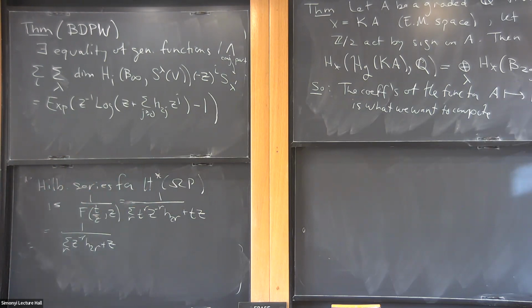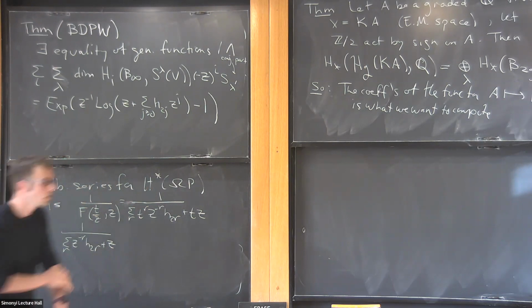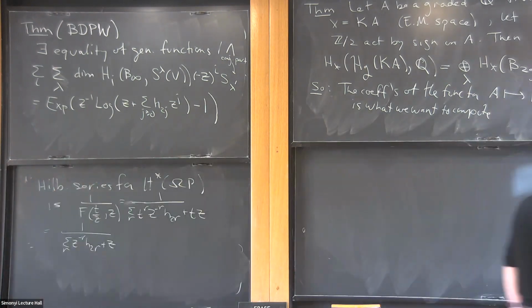Questions? So the reason that you're able to get information about the dimensions of specific groups and not just Euler characteristics is that this causal thinks so.